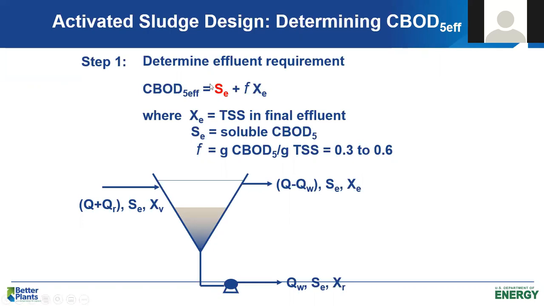We add that to S sub B, and that will give us an approximation of what the total CBOD5 of the effluent is. And again, I use this relationship a lot, and as I evaluate activated sludge processes, it does a really good job of estimating the total CBOD5 of the effluent.